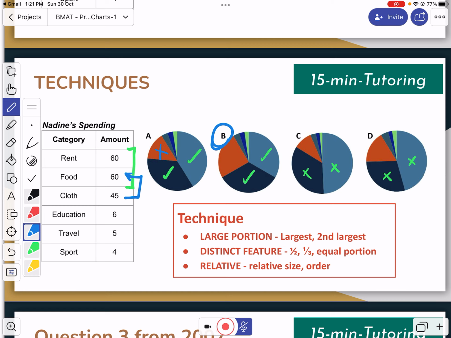So these are the demonstration of the three techniques. First, pay attention to large portions. They are easy to see. Then look at your data for a distinct feature: 1/2, 1/3, or something of equal portion. And finally, look at relative order or relative size. With those three techniques, let's apply them to the actual BMAT question.